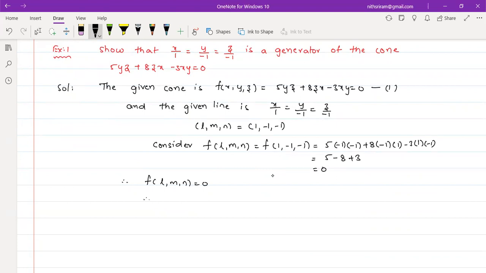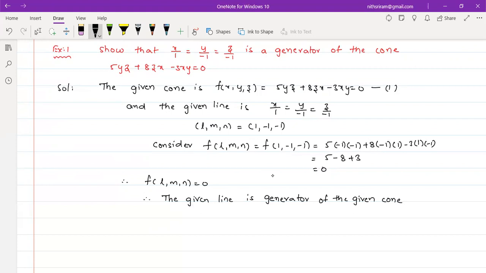Okay, therefore whenever the line's direction ratios satisfy the given cone equation, we say that the given line is a generator of the given cone. So this is a short answer question.